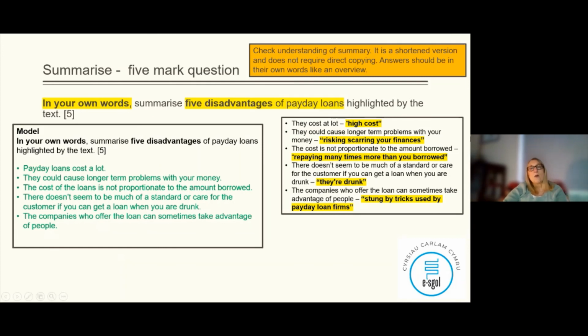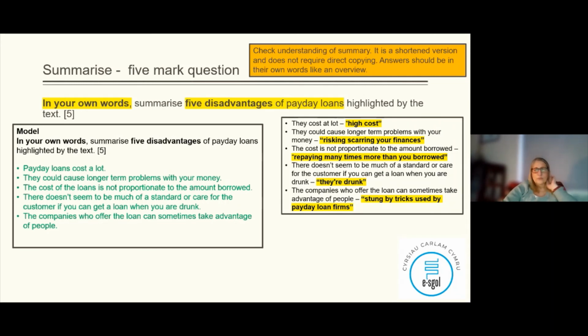Because if you just copied out these 5 phrases here and put those in your response, you wouldn't get any marks at all. You wouldn't get any marks for copying the text. So you need to be aware that you're trying to look at that text and put it into your own words. And again, Miss, would you say it's because it's a 5-mark question, it's about putting the information in your own words, keeping it as simple as you can?